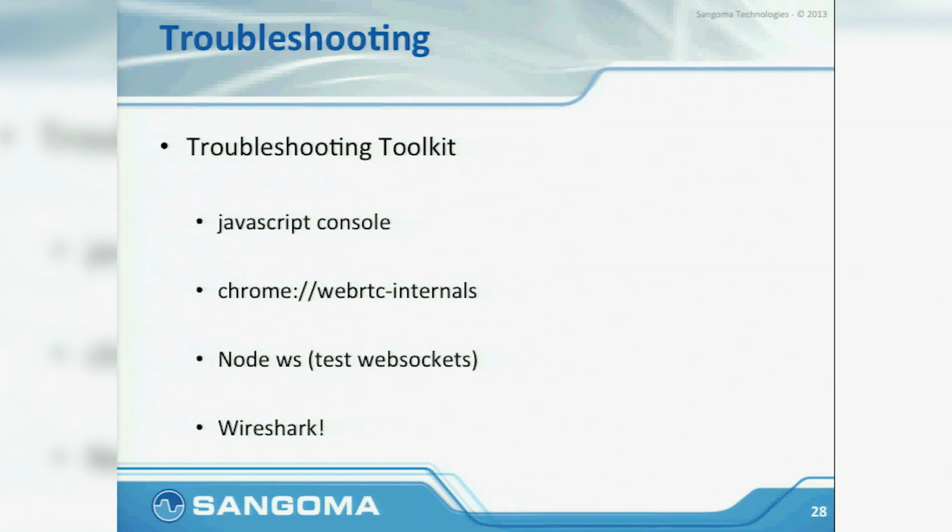There is this nice web page on Chrome, the WebRTC internals URL. And it gives you an amazing amount of information about all the WebRTC stuff that's going on when you have a call in place. We're going to see some screenshots ahead. I mentioned already the Node WS for testing WebSockets. And of course, if all of the above fail, then you can always get the trusted Wireshark.